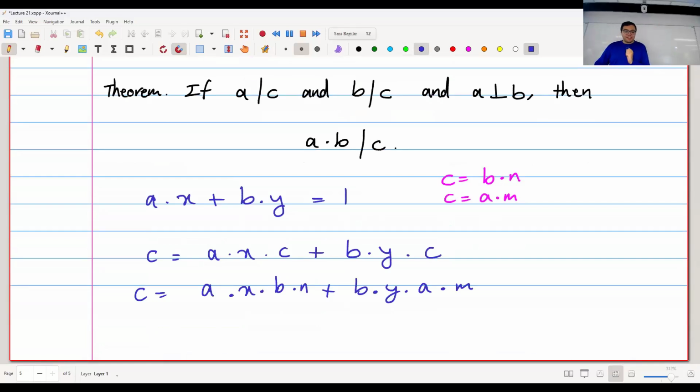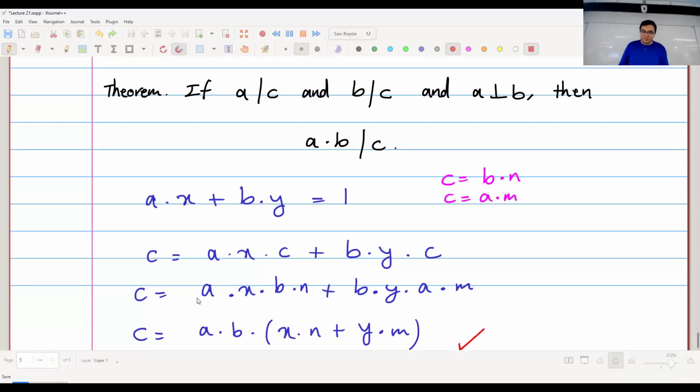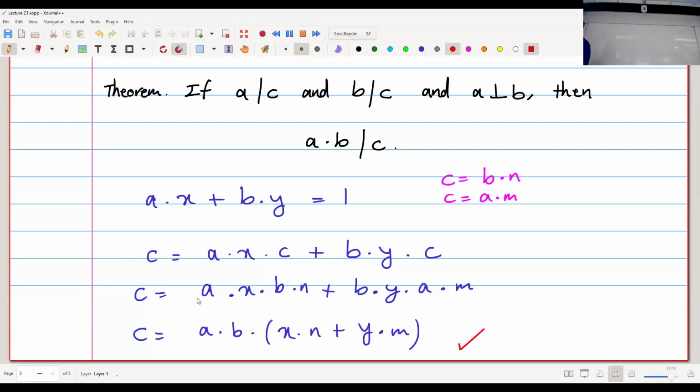Okay. So now I finally have the A-B terms that I was looking for. So I can say C is A times B times, on this side I have XN, on this side I have YM. Okay, I don't care about what's in the parentheses. What I care is that C is now A times B times some other number. So A times B divides C. Okay. So we proved our theorem. And we proved our theorem without talking about prime numbers.